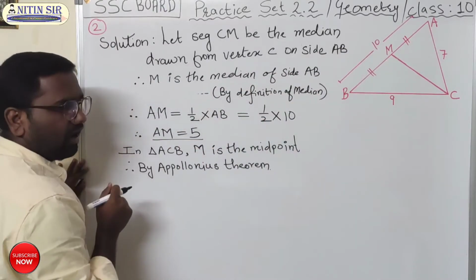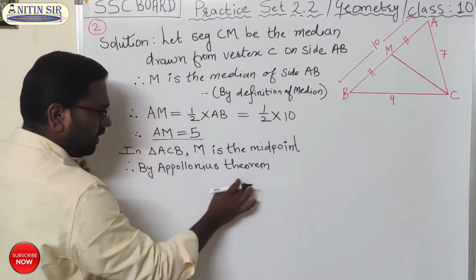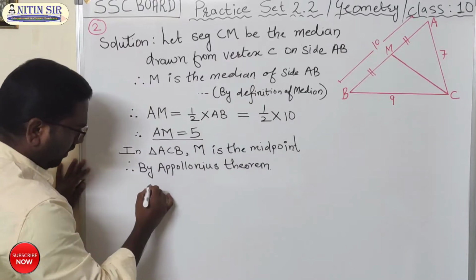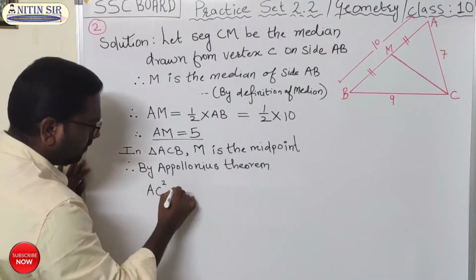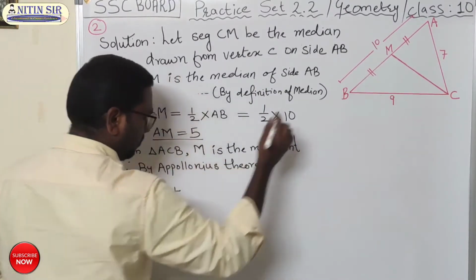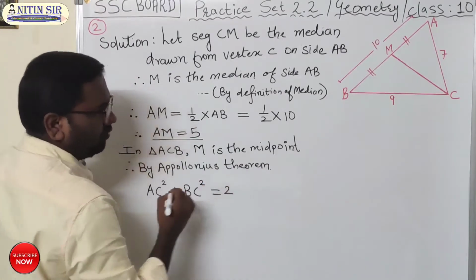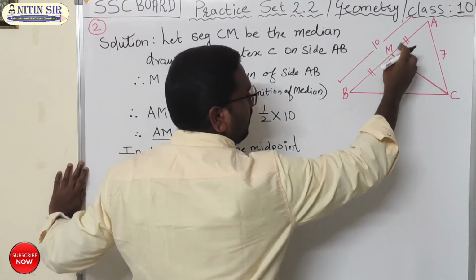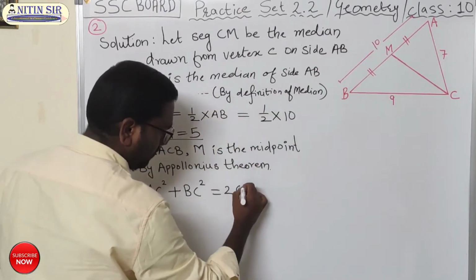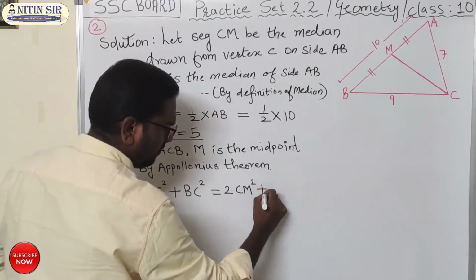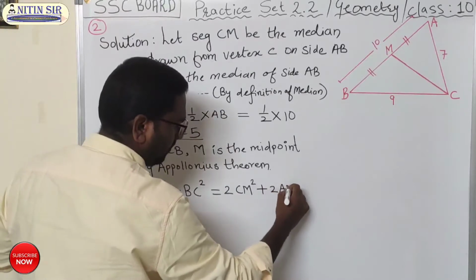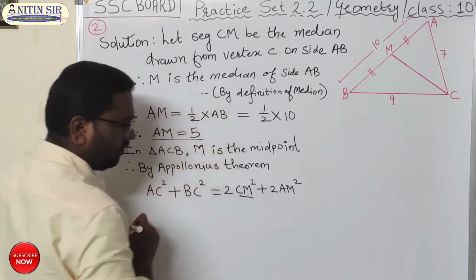That is why we found the value of AM here. So by Apollonius theorem we can write AC square plus BC square is equal to 2CM square plus AM square. This we have to find.